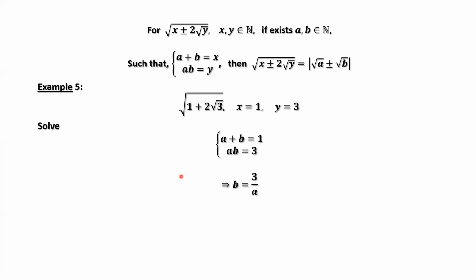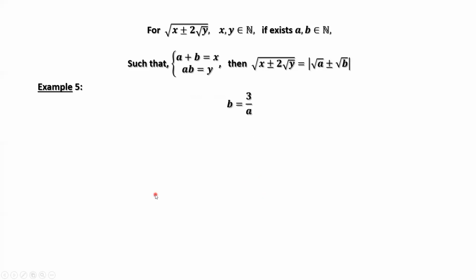We replace b in terms of a. From the second equation, b equals 3 over a. Replace b in the first equation. A plus 3 over a equals 1. How to get rid of a from the denominator? Both sides times a.